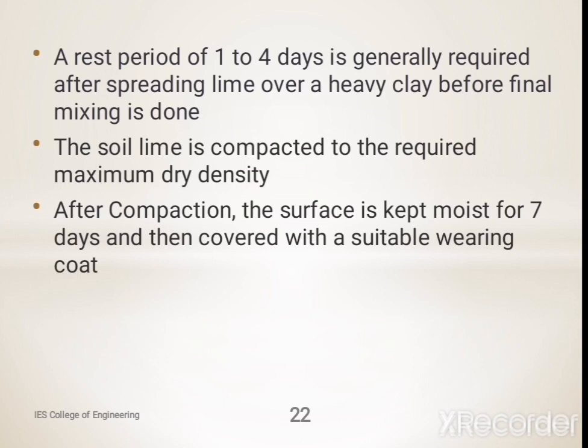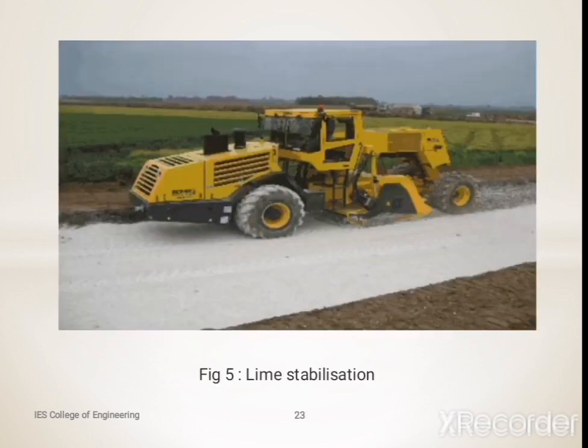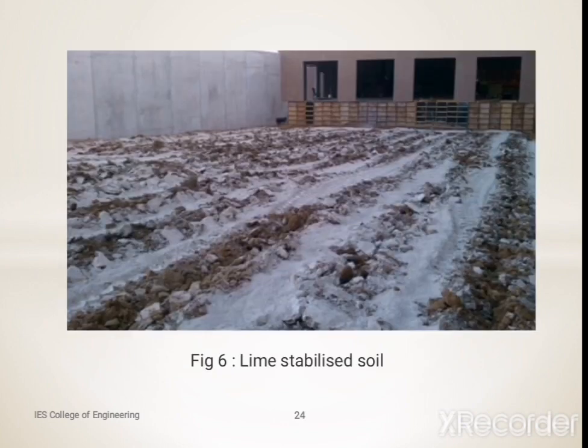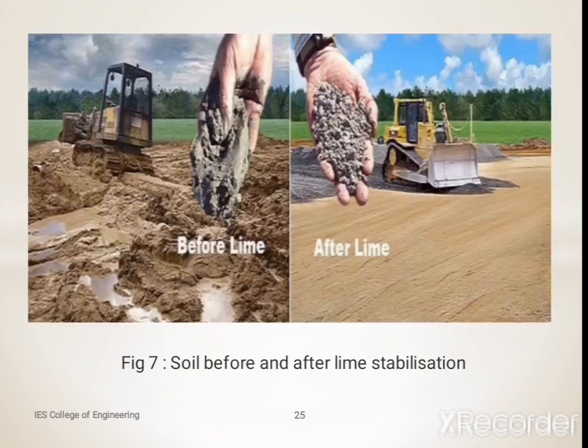The soil-lime mixture is compacted to the required maximum dry density. After compaction, the surface is kept moist for 7 days and then covered with a suitable wearing coat. This figure shows lime stabilization, and this figure shows lime stabilized soil. The soil before and after lime stabilization is shown in this figure.